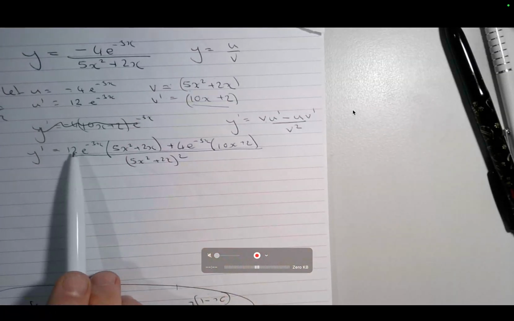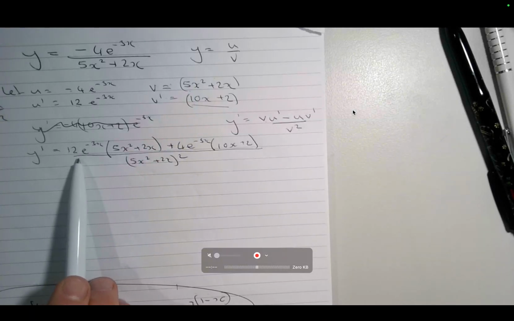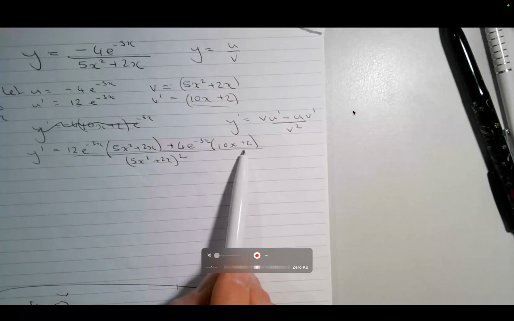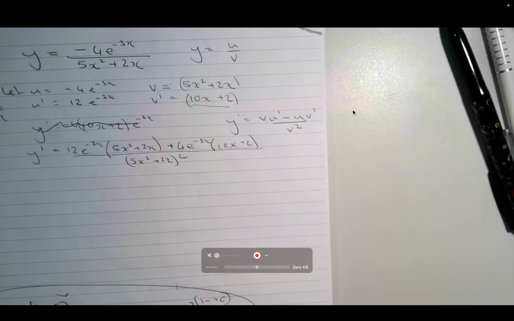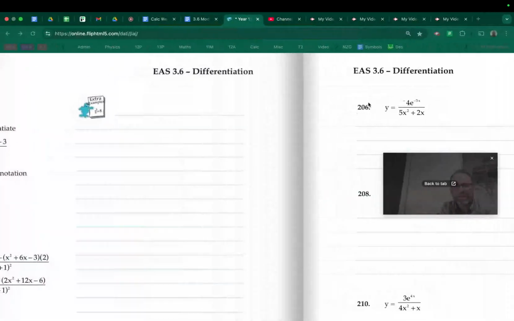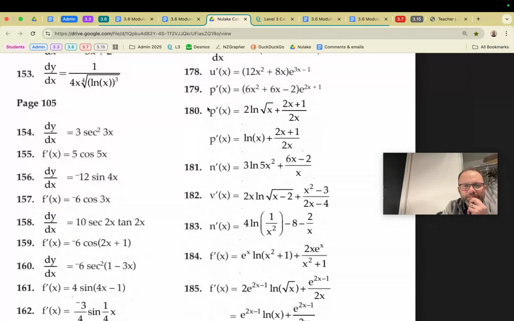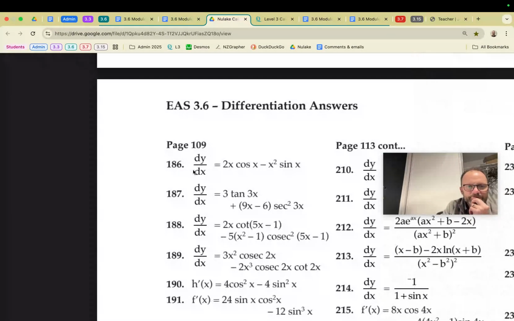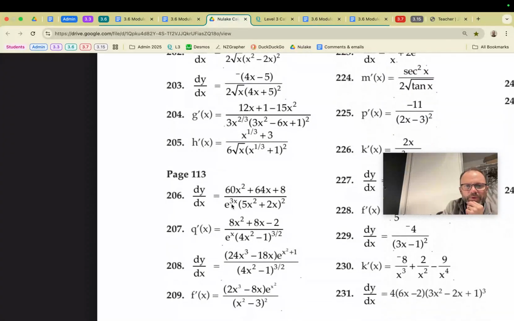They may have taken a common factor out. You can see there's two terms there. You've got a common factor of 4, 12, 3 times 4, and this e thing. But let's just check the answer. The question was 206. A bit nervous here. Let's see what the answer says for 206. Interesting. Yep, NuLake has done some extra work.